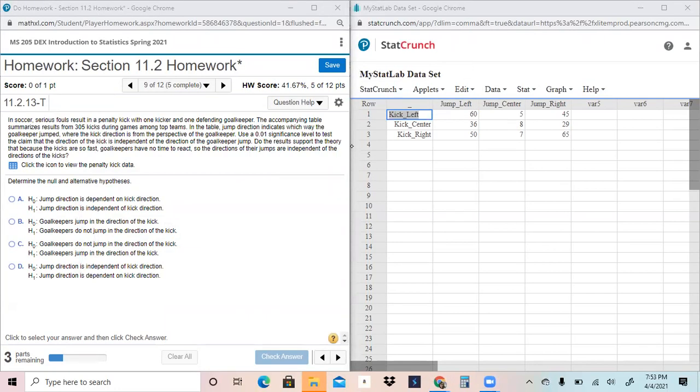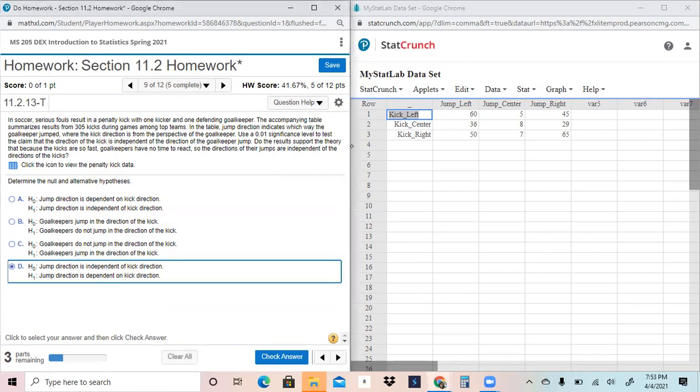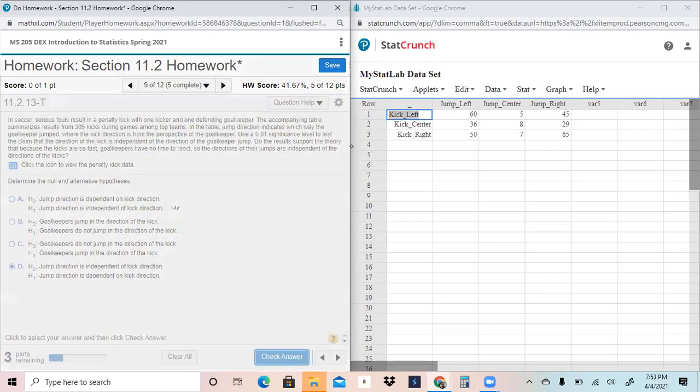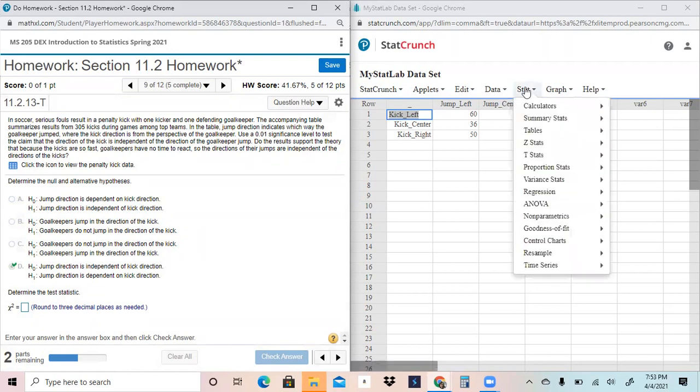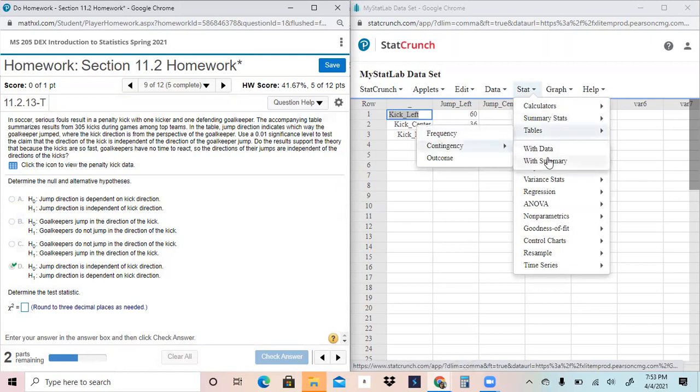The null hypothesis would be that everything is independent: jump direction is independent of kick direction. The alternative is that jump direction is dependent on kick direction. Determine the test statistic. So let's go with Stat, Tables, Contingency, with summary.